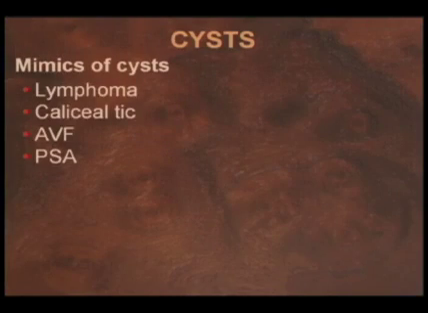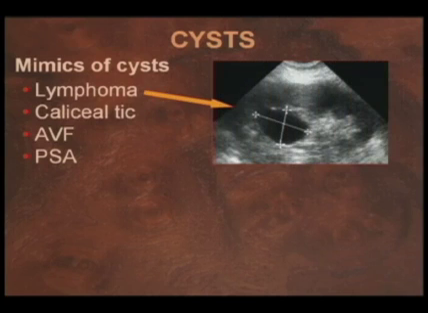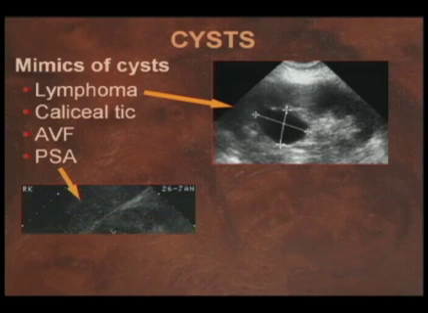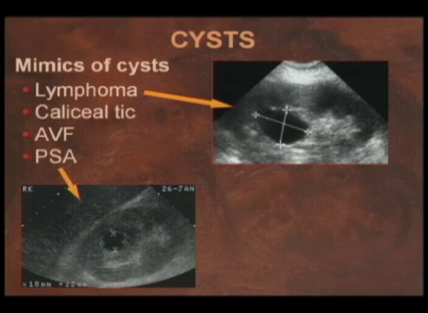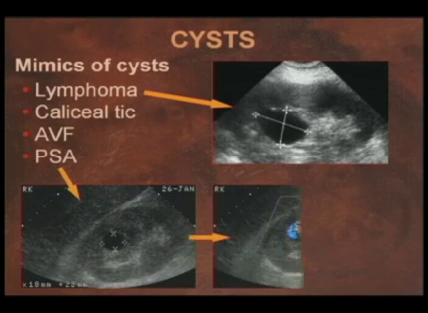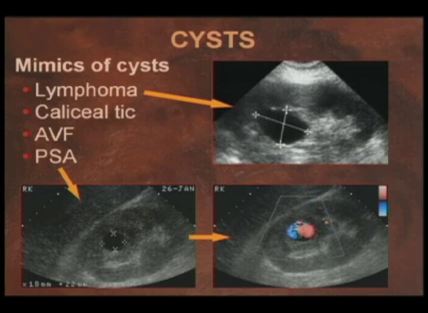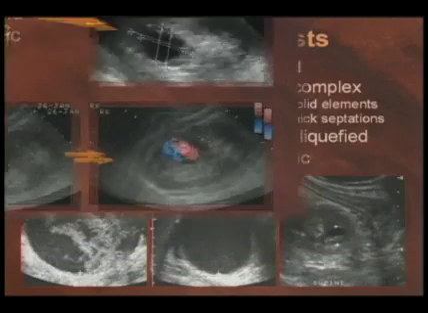Now, what can look like a cyst but not actually be a cyst? There's a number of things. Lymphoma is a solid tumor, but unfortunately it can look like a cyst because it's very homogeneous and generates few reflections. Fortunately, this doesn't happen very often, but this is an example of anechoic lymphoma. Calyceal diverticuli can mimic cysts, arterial venous fistulas can mimic cysts, and aneurysms and pseudoaneurysms can mimic cysts. This is a pseudoaneurysm that looks very much like a simple cyst, but on Doppler analysis, you can see that it has readily detectable internal blood flow.